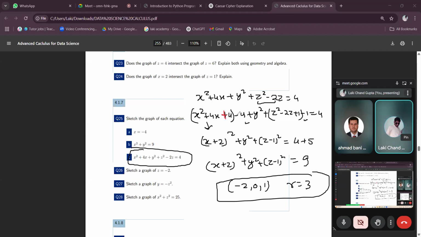You can go through this once. I add 4 and minus 4, and again I add 1 minus 1. So we found the radius; the center point is -2, 0, 1. This is actually a quadratic equation in the form of x. I can tell you.